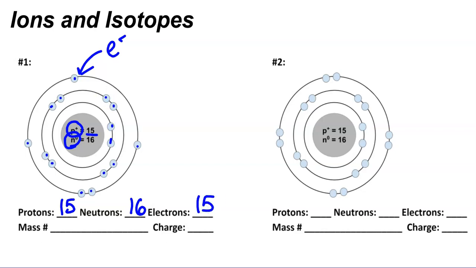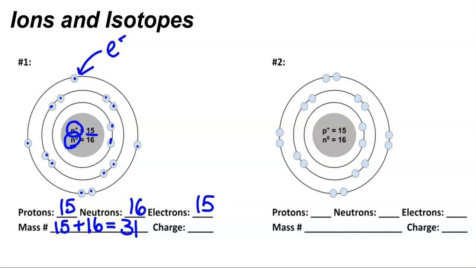Now, the mass number we know is equal to the number of protons plus the number of neutrons. So all we need to do is add those two values up. So we'll do 15 plus 16. And of course, that gives us a mass number of 31. So now we have the mass number, and then the last part is to figure out the charge.